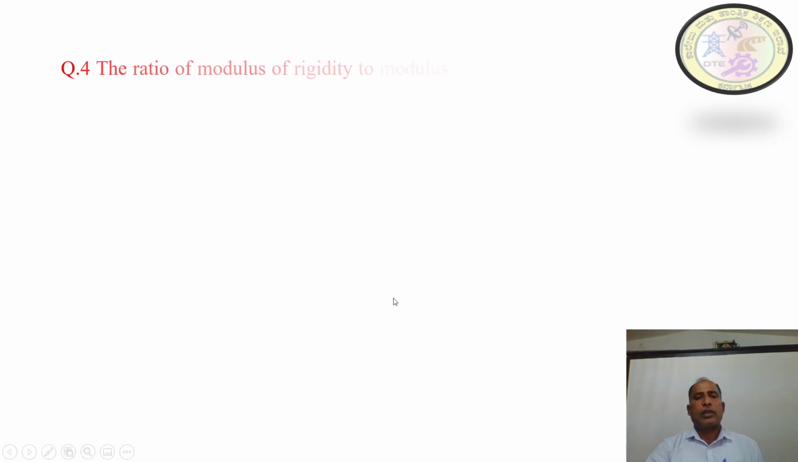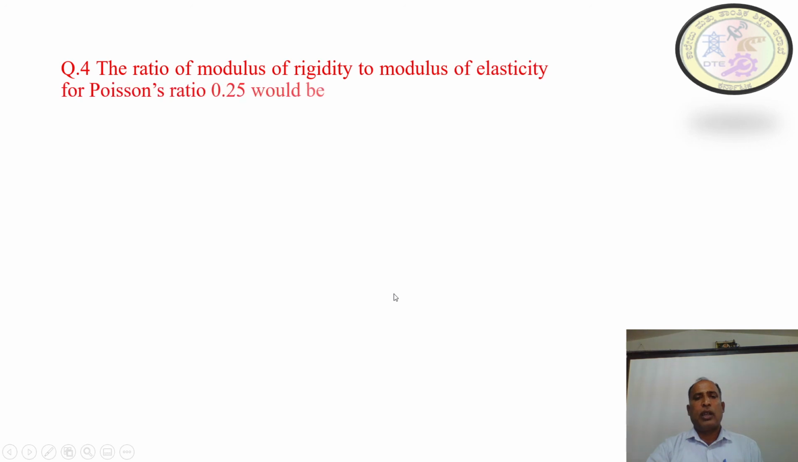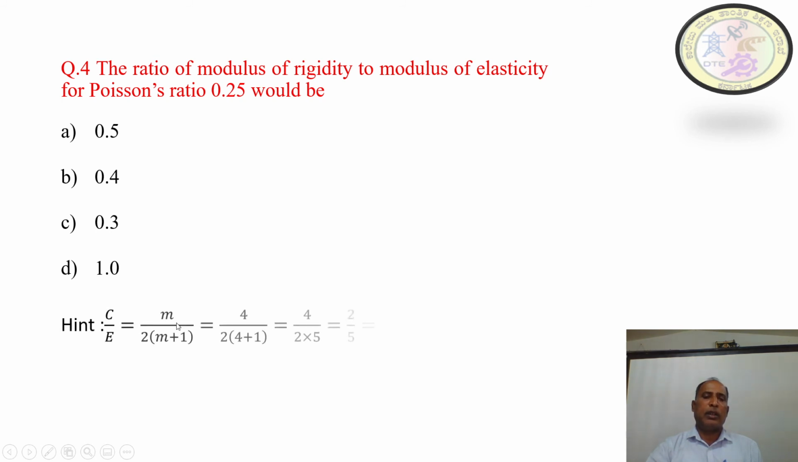Fourth problem: the ratio of modulus of rigidity to modulus of elasticity for Poisson's ratio 0.25 would be. The options are 0.5, 0.4, 0.3 or 1. As we know the relation between the modulus of rigidity and the modulus of elasticity, C is equal to mE divided by 2 into (m plus 1). Therefore, the ratio of C and E is required. So here, C by E is equal to m divided by 2 into (m plus 1).